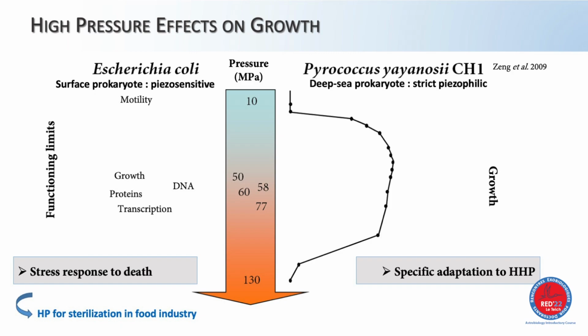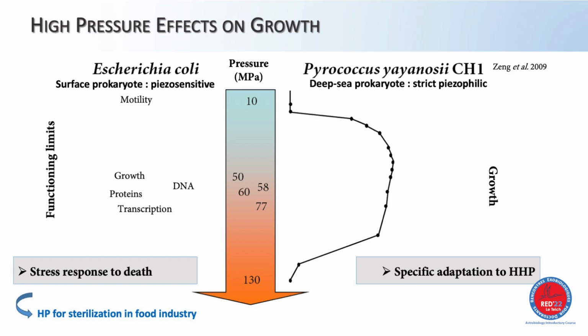So here is an example of how high pressure is really different between subsurface microorganisms and deep sea microorganisms. You have the most common strain we use in the microbiology lab, E. coli, which is really sensitive to high pressure. And you see that between 50 MPa and 80 MPa, all the metabolism is inhibited, compared to this strain, which is a strict piezophile, where the optimum growth appears at high pressure. So we know that we have specific adaptation in those deep sea microorganisms.